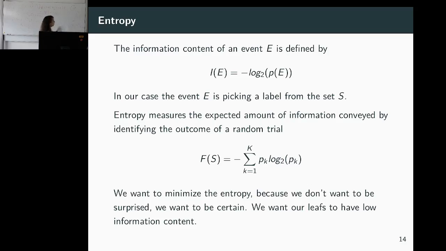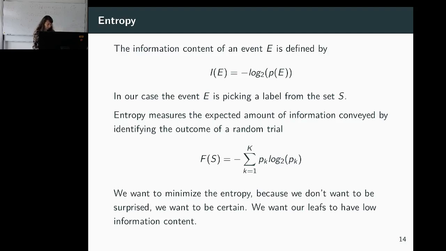So we want to minimize the entropy because we don't want to be surprised. We want to be certain. So if the entropy is high, that means the probability of this event is low. And we want the probability that we pick some label of the class to be really high. We want to kind of create order in the universe. We want to be certain. If we go into this set, we definitely pick the label K. That's why we want our leaf to have low information content.